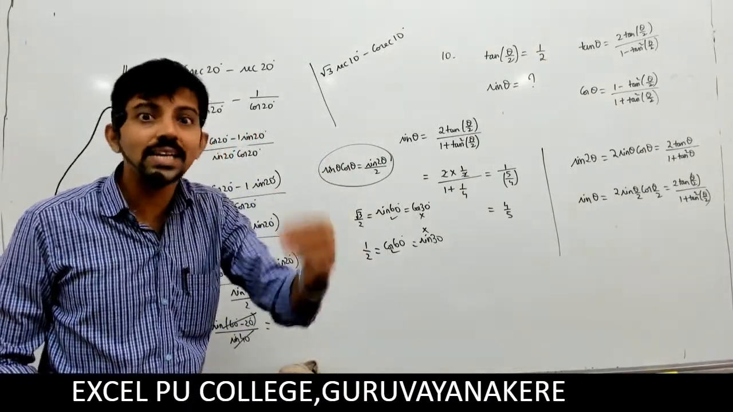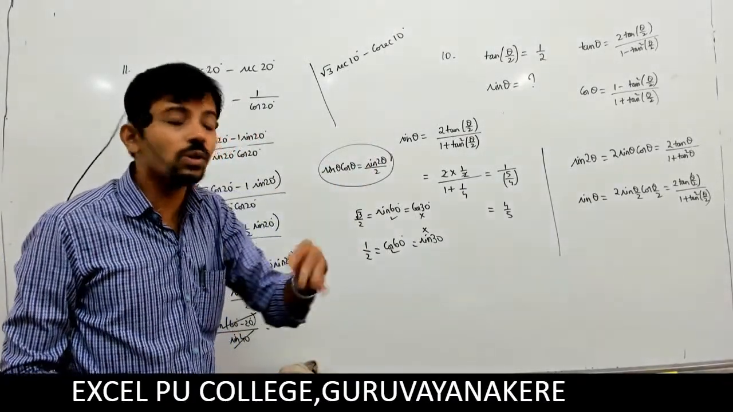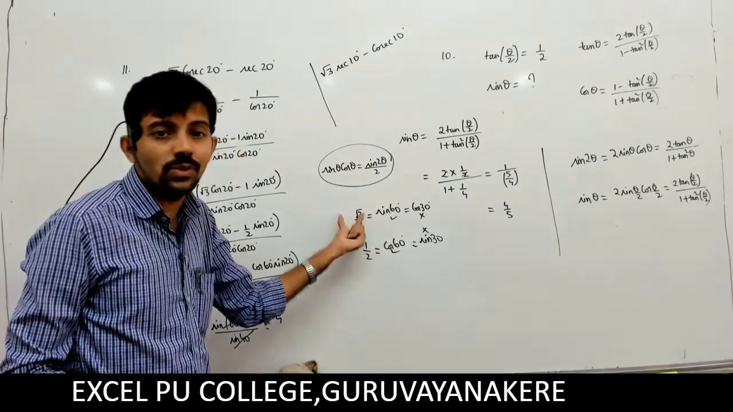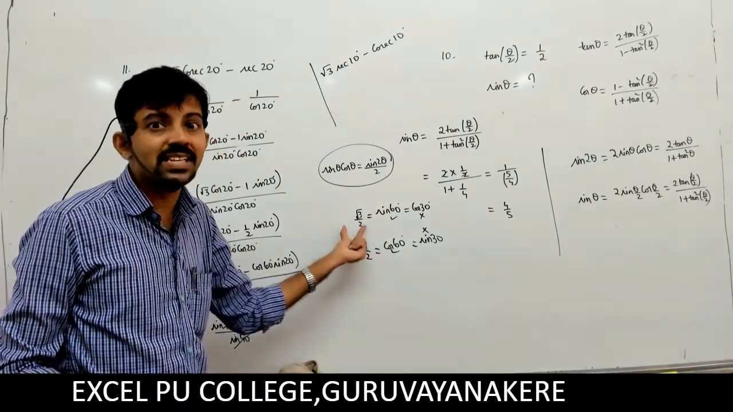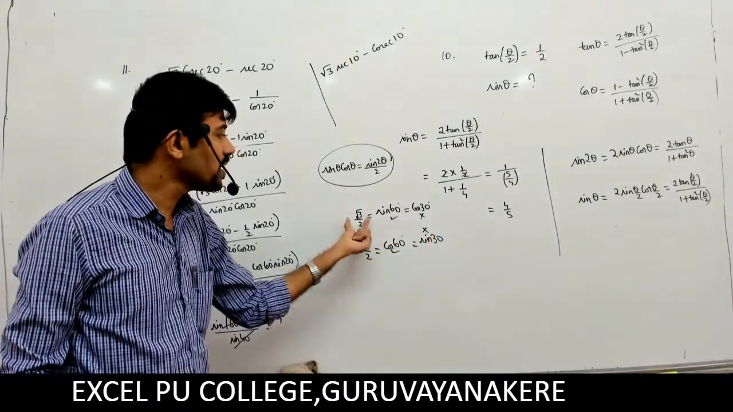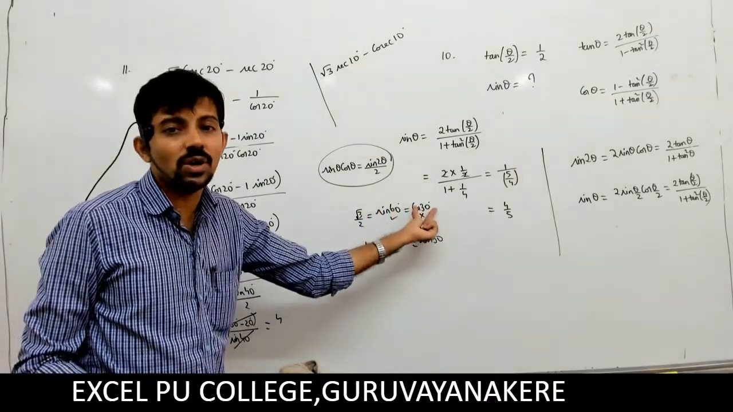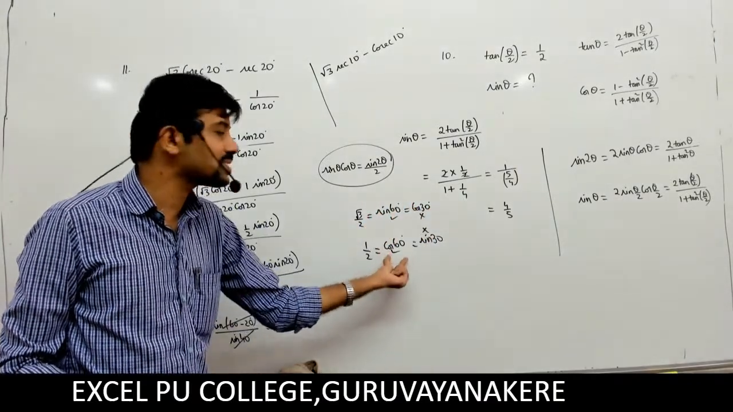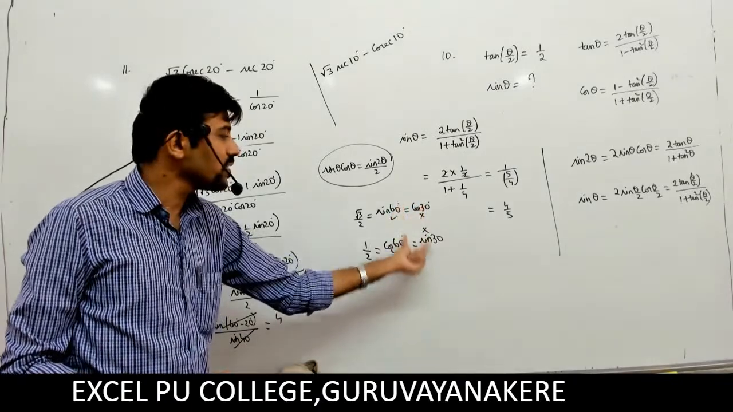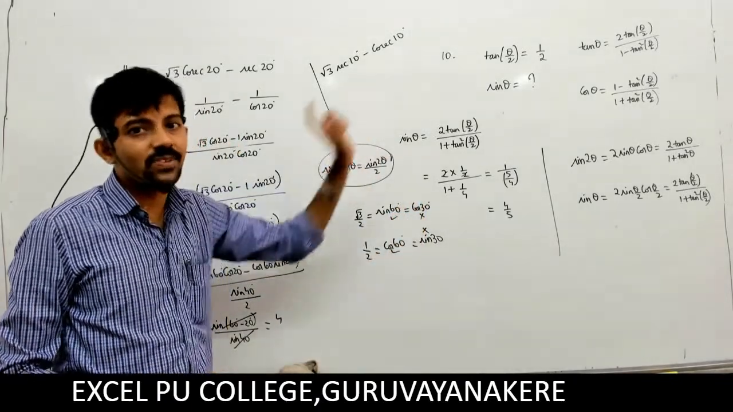In the numerator, multiply and divide by 2. You know the numbers root 3 by 2 and 1 by 2 are familiar numbers, which you can express in terms of sin and cos. Root 3 by 2 is sin 60 as well as cos 30. 1 by 2 is cos 60 as well as sin 30. Use whichever is applicable there and simplify it.